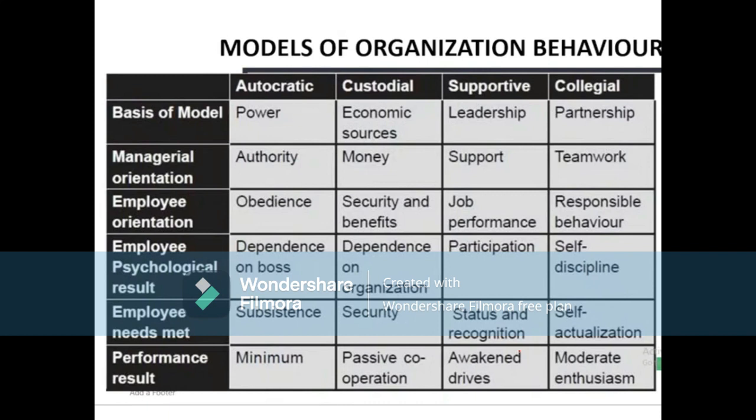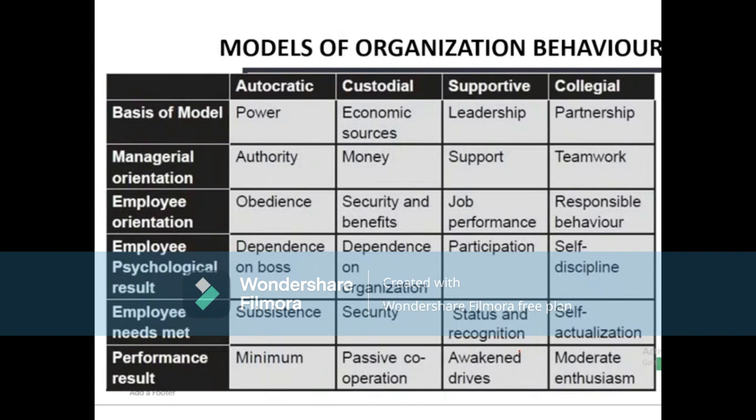Employee orientation means how the employee is seen. In the autocratic type, the employee will be in obedience. Why obedience? Because the autocratic model exercises power on the employees. They order the employees and the employees will work. So obedience is seen here. But now coming to security and benefits in custodial: if they work, they will get benefits in a reward system, that is, in the form of money or incentives. In this way employees will be benefited.